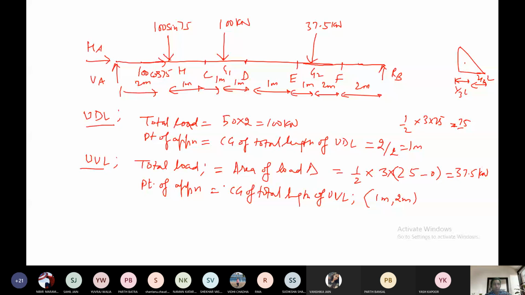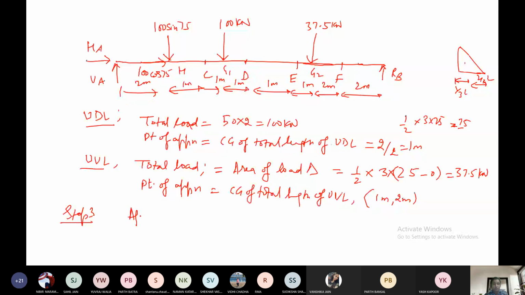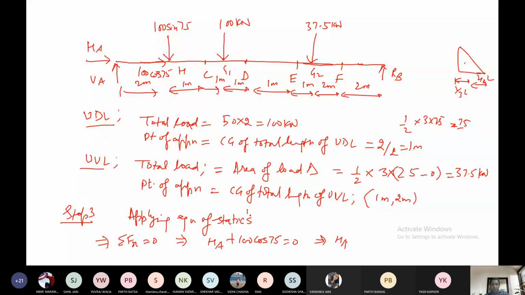Now, step number 3. This was step number 2. We have discussed step number 1 and step number 2. Now step number 3 is applying the equation of statics. When you are applying the equation of statics, summation Fx is equal to 0. You can see how many forces are there in the horizontal direction: HA and 100 cos 75. There are two forces here. So from here you can get the value of HA.